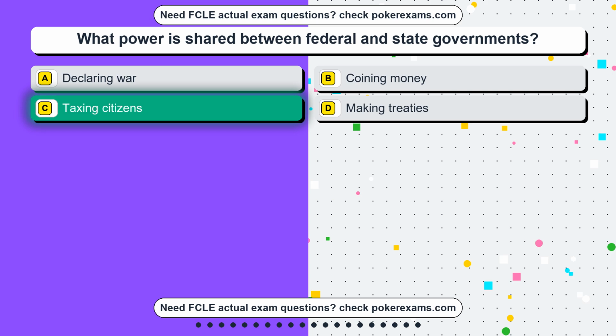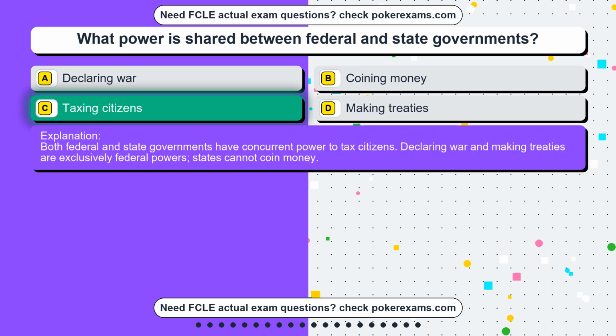Taxing citizens. Both federal and state governments have concurrent power to tax citizens. Declaring war and making treaties are exclusively federal powers. States cannot coin money.